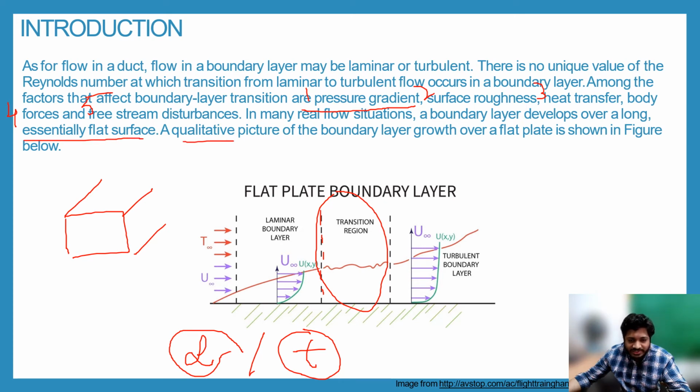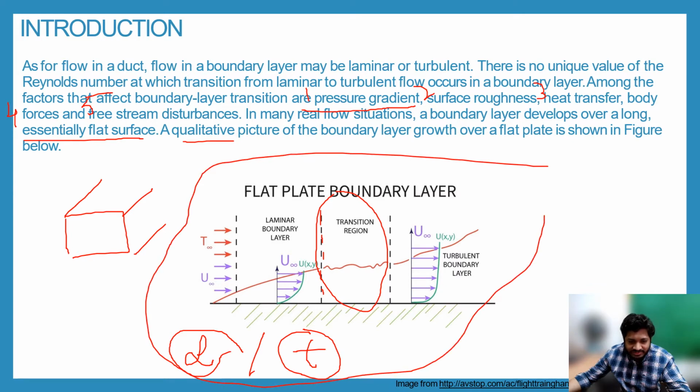In many real flow situations, the boundary layer develops over a long, essentially flat surface. A qualitative picture of this boundary layer and the transition is given. We have the infinite upstream temperature and the upstream fluid flow velocity. So there are a lot of parameters involved. Roughness of the surface is one of the factors, and you are going to see the difference that a rough surface and a smooth surface create on the boundary layer and the boundary layer thickness.